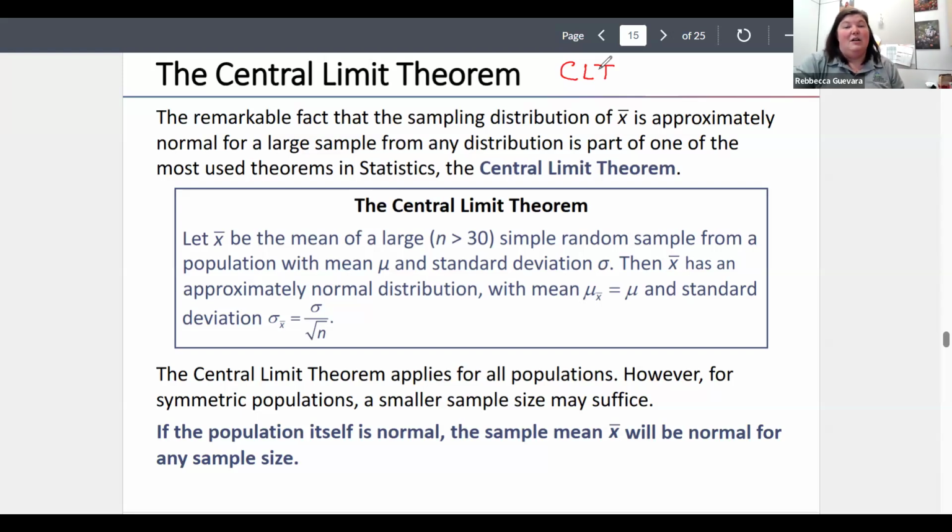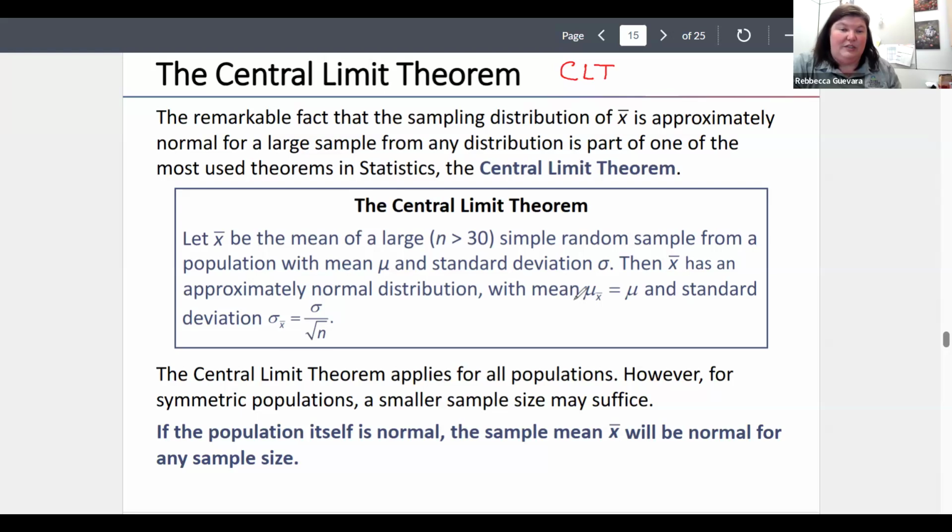So if X bar is a mean of a large, so n is greater than 30, simple random sample from a population with a mean mu and a standard deviation of sigma, then X bar has an approximately normal distribution with a mean of mu sub X bar equals mu and a standard deviation of sigma sub X bar equals sigma divided by the square root of n.